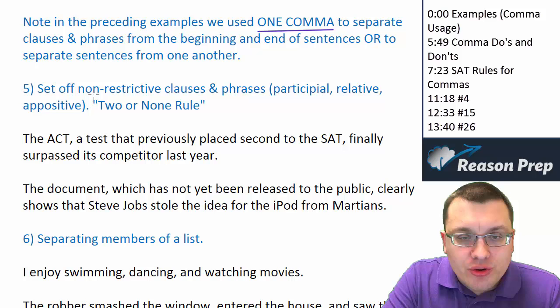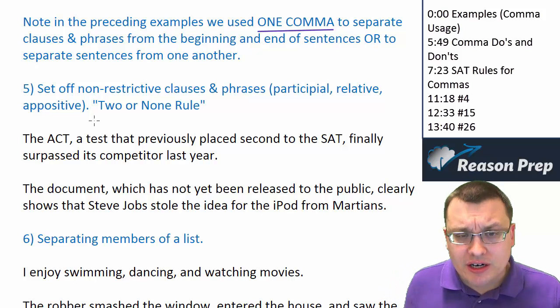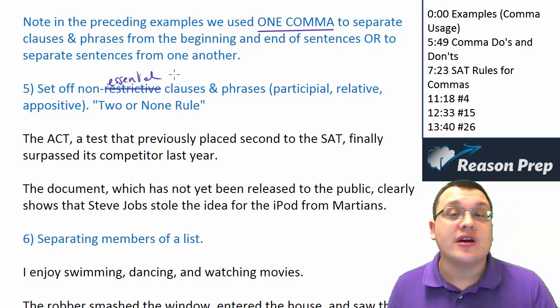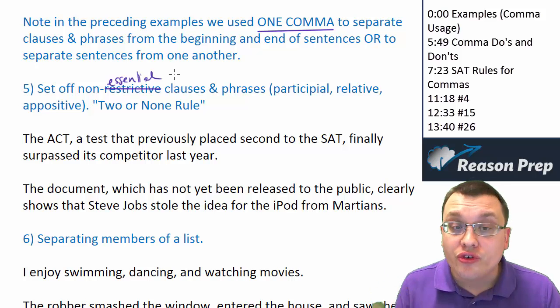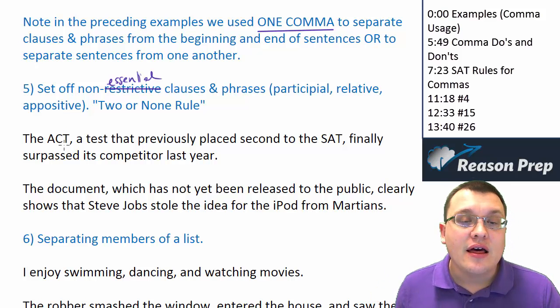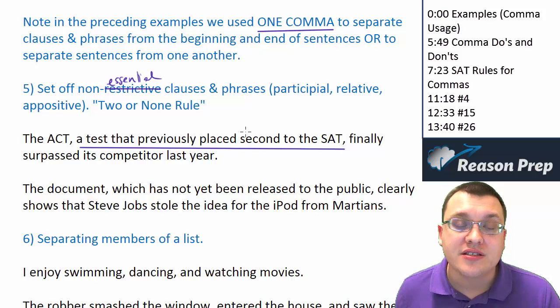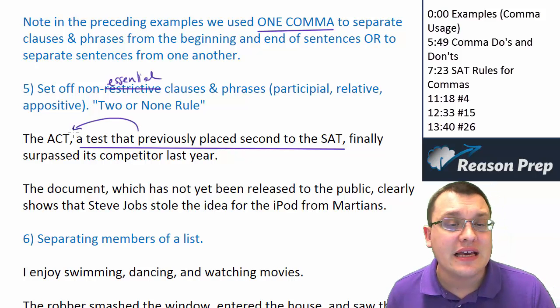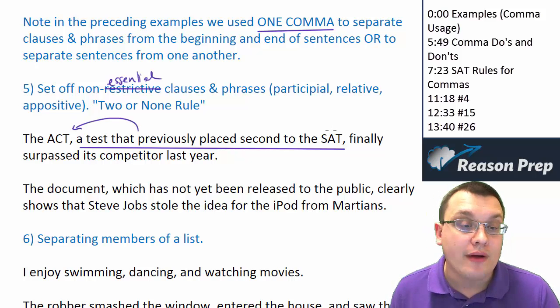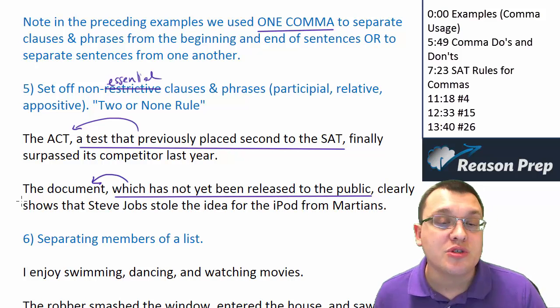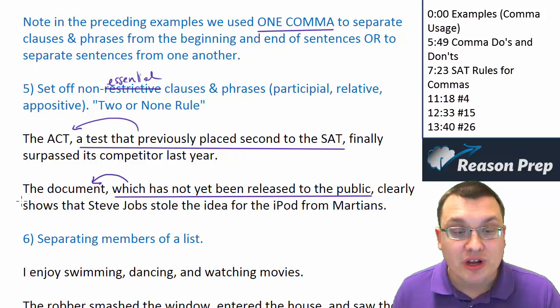And the main one for two commas, of course, is when you've got non-restrictive, or we've been using the phrase non-essential clauses and phrases, whether they're participial, relative, or appositive, you use two commas. So, for example, to review, the ACT, a test that previously placed second to the SAT, finally surpassed its competitor last year. This is our appositive phrase referring back to the ACT, describing it, and we would use commas around it. The document, which has not yet been released to the public, clearly shows that Steve Jobs stole the idea for the iPod from Martians. So here we have a relative clause, a which relative clause, which is referring back to the document, and we put it in between commas.